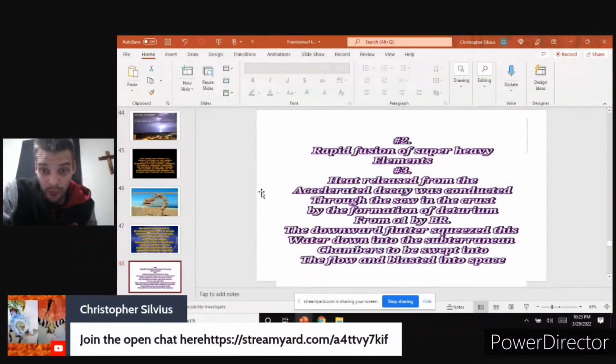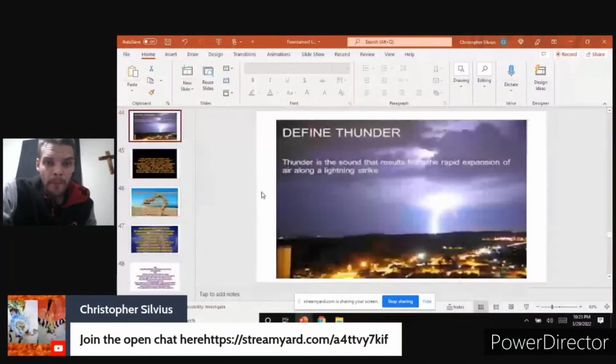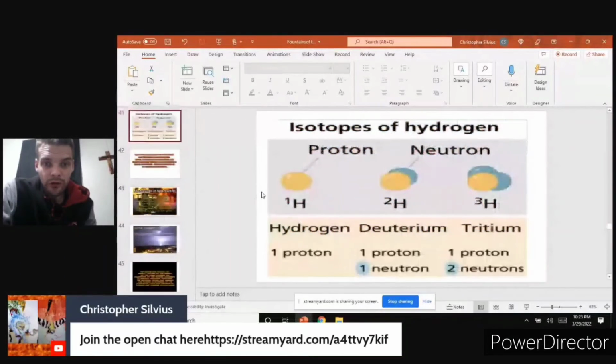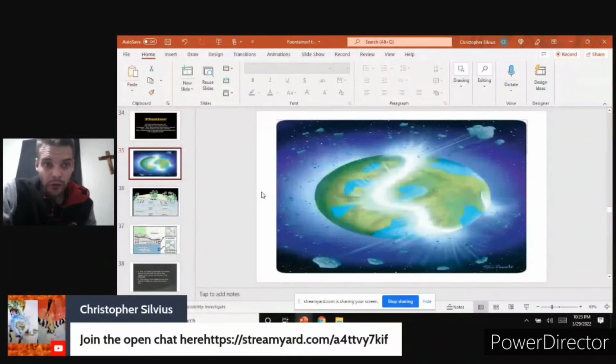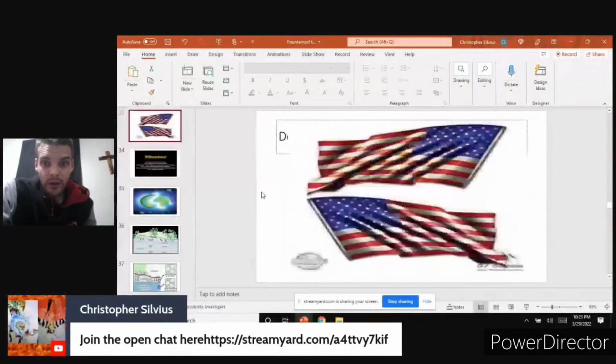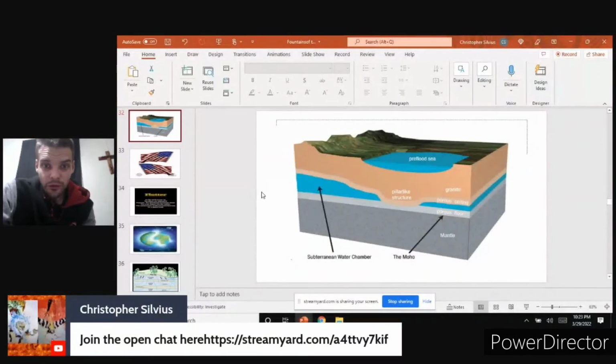So the downward flutter of the crust of the Earth would squeeze the water down into the subterranean chambers to be swept up into the flow and blasted into space. So a lot of the energy is going to be just shot up into space as the Earth moves up and down the crust, squeezing all of that water up out of the Earth and into space.